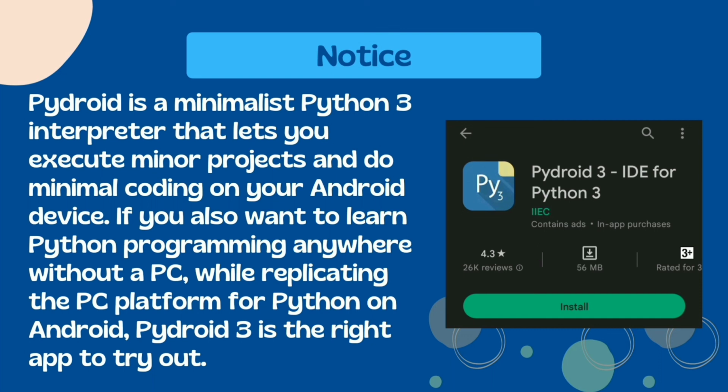What is Pydroid 3? Pydroid 3 is a minimalist Python 3 interpreter that lets you execute your code for minor projects and even do minimal coding on your device. Okay, so if you also want to learn Python programming anywhere without a PC while replicating the PC platform for Python on Android, Pydroid 3 is the right app to try out.